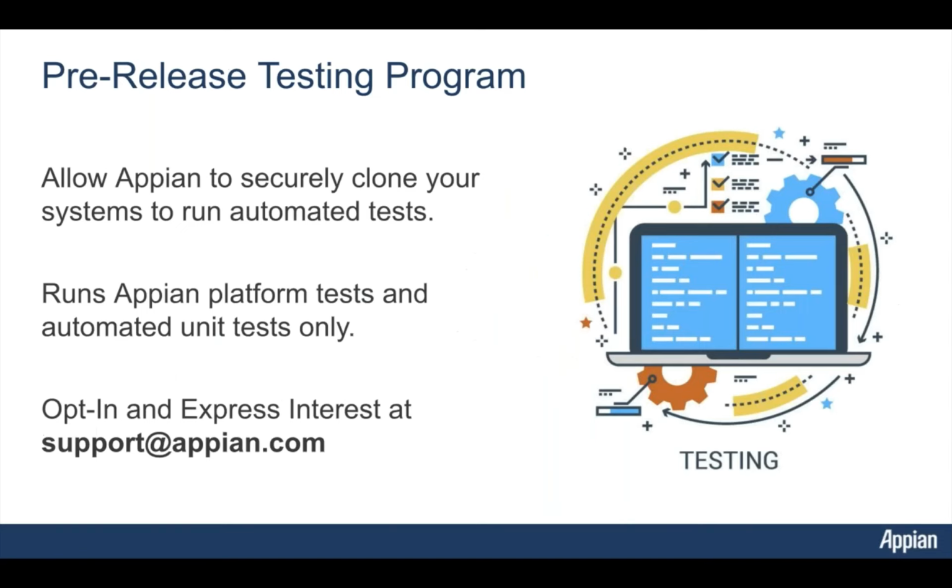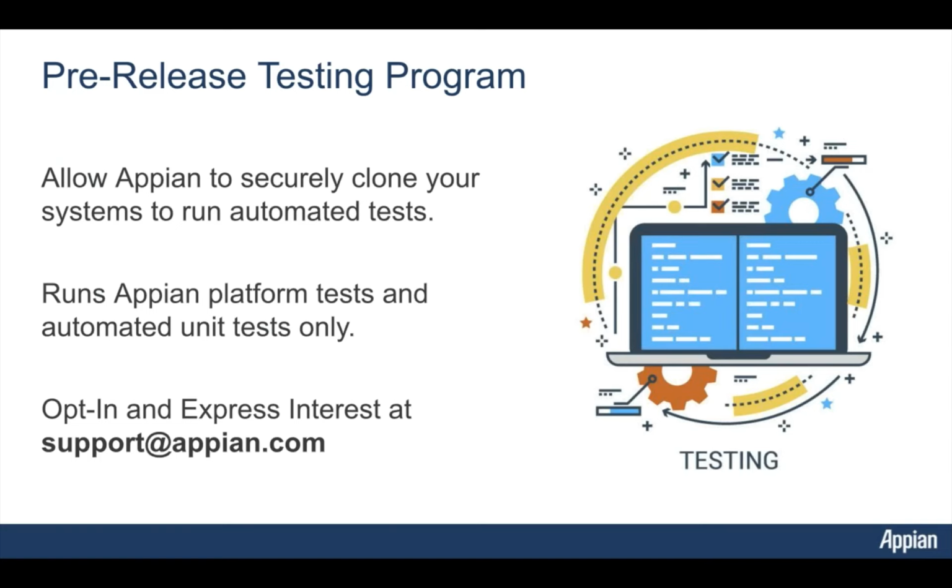Also, we're happy to announce a new pre-release testing program. This is to allow Appian to securely clone your system to run automated platform level tests. Appian runs these platform tests and automated unit tests only. This does not apply to functional testing, and it's an opt-in program.